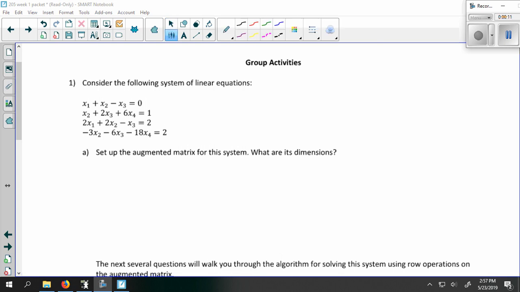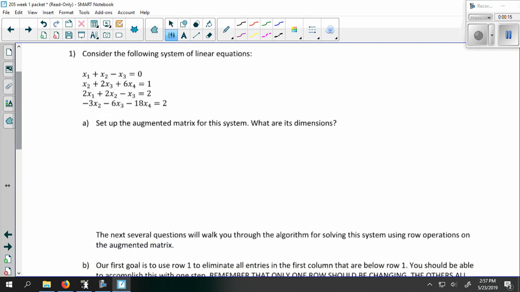Okay, we want to set up an augmented matrix for the system and say what its dimensions are. To do an augmented matrix, we put the x1 coefficients in the first column. The first equation's x1 coefficient is a 1. The next equation has no x1 term, so its coefficient is 0. The next equation, the x1 coefficient is a 2. And in the last equation, there is no x1 term, so the coefficient is 0 again.